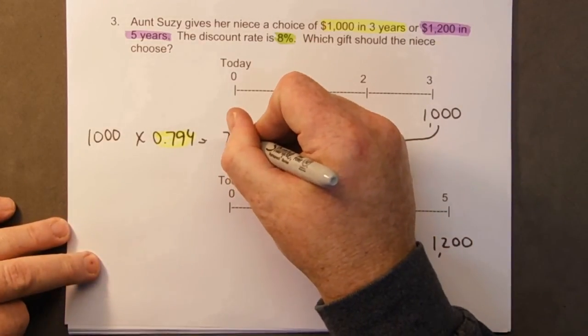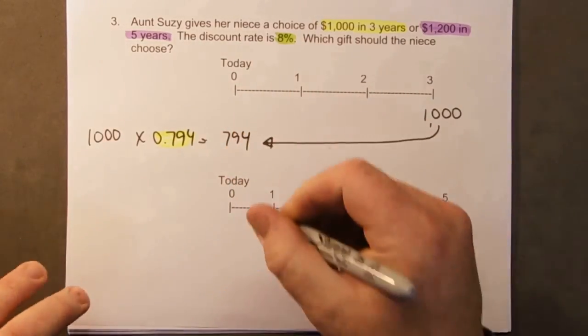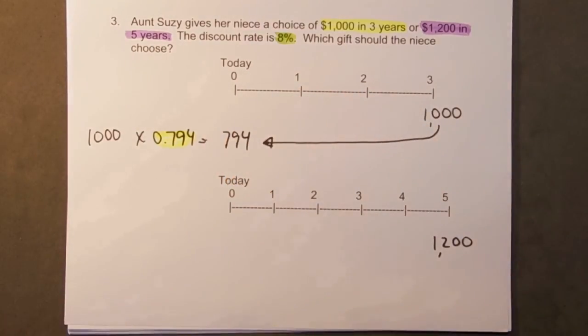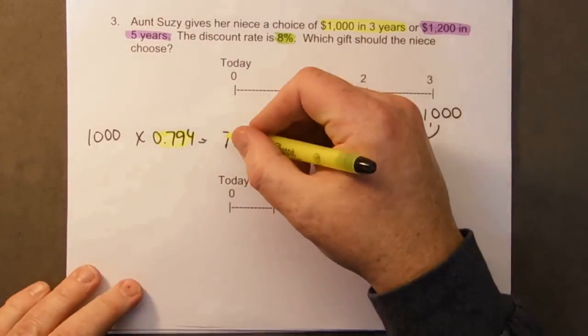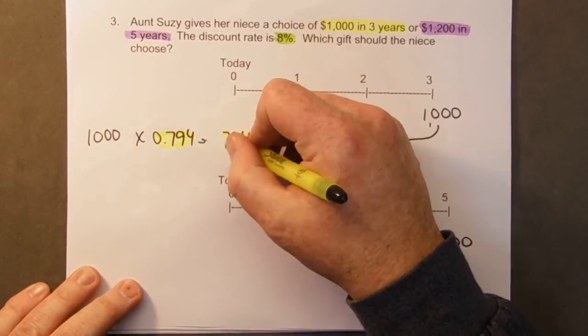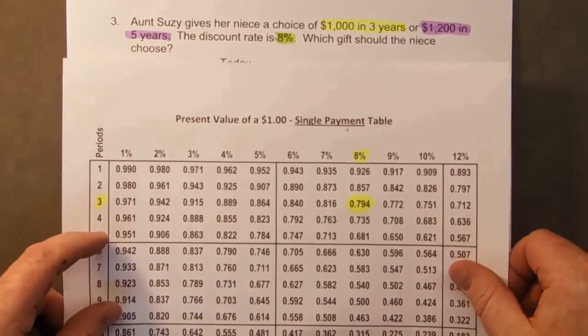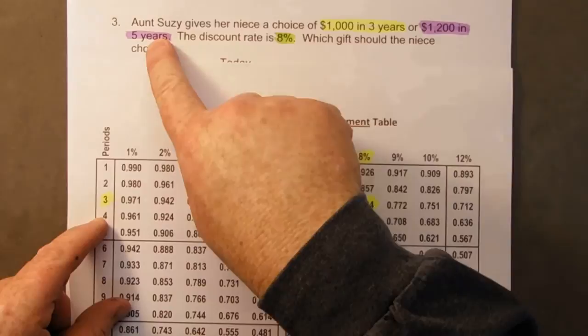So $1,000 3 years from now at 8% is going to be worth $794 in today's dollars. So $794 will buy the same as $1,000 in 3 years. All right, let's go to the next one.